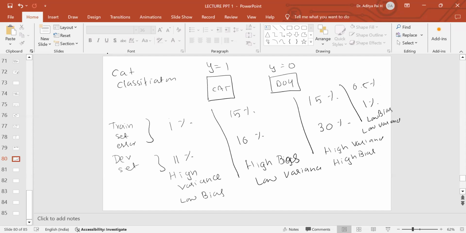Okay. So these are the different types. If anyone has any queries, we can solve them in the class.